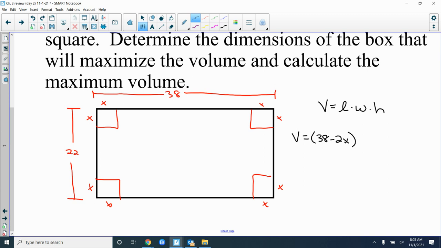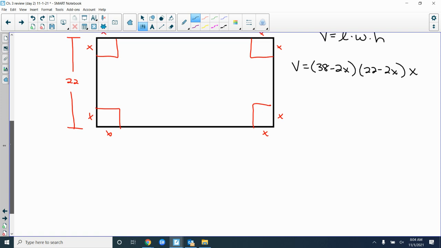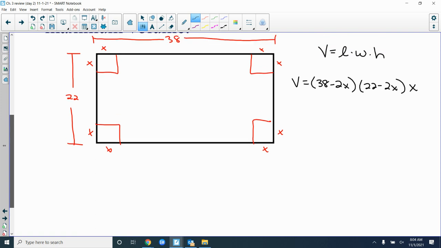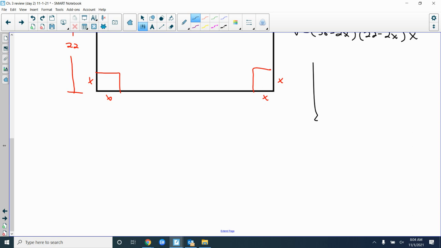Width: the original width was 22, but you're taking x off of each end, so it's going to be 22 minus 2x. And the height's going to be x. All right, now you are going to use your calculator to graph this, but to get an idea of the picture, the zeros. What are the zeros of this function?